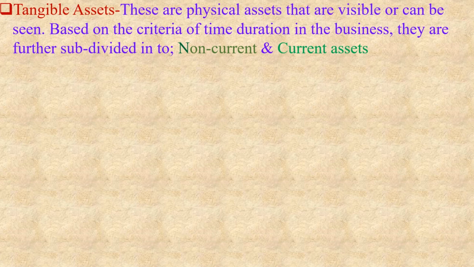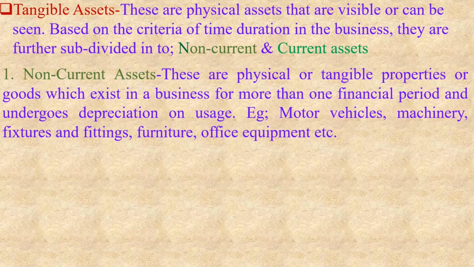These are physical assets that are visible or can be seen or touched, and then based again on the criteria of time duration in which the asset stays or remains in the business, we can further subdivide tangible assets into non-current assets and current assets. So let's further move on and look at the non-current assets.